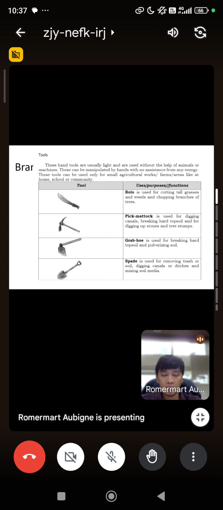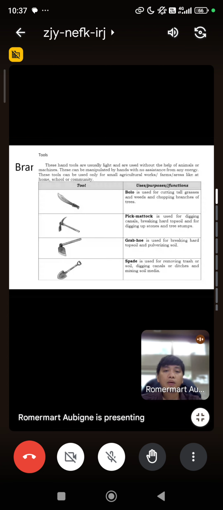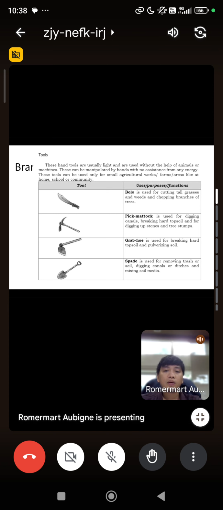So ito po yung mga picture ng mga tools po natin and also yung mga purpose and function. So we have the bolo, used for cutting tall grasses and weeds and chopping branches of trees. Pigmatok, used for digging canals, breaking hard topsoil, and for digging up some stones and tree stumps. Grab hoe is used for breaking hard topsoil and pulverizing soil. Spade is used for removing trash or soil, digging canals or ditches, and mixing soil mixture.